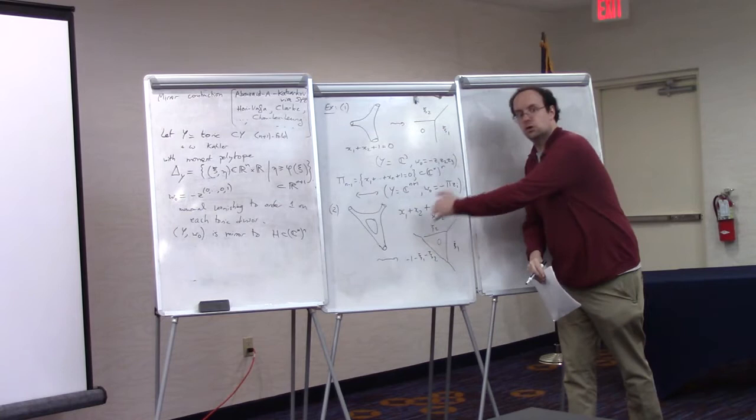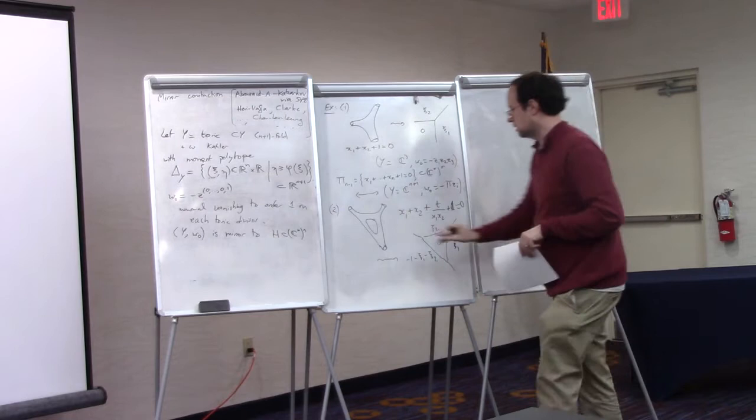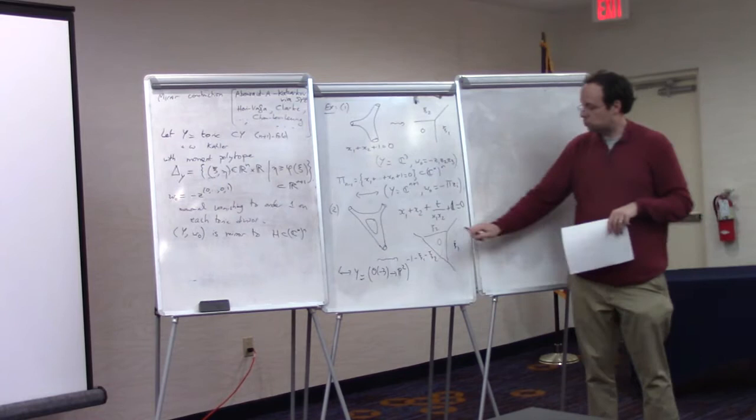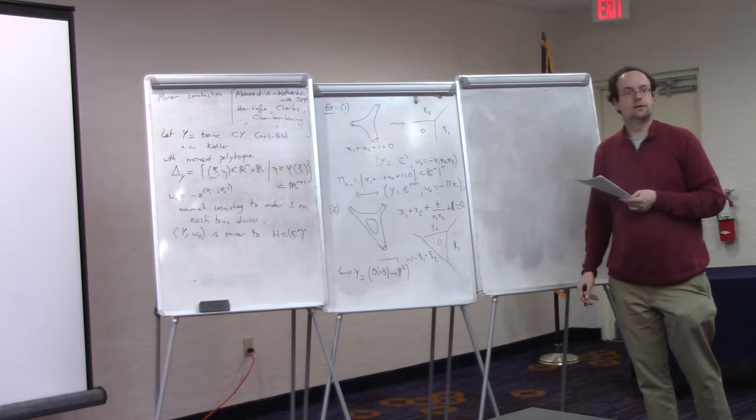And after a shear, you see that this is in fact the total space of O of minus 3 over P2. So this one corresponds to Y equals the total space of O of minus 3 over P2. And W0 is again the monomial which vanishes to order 1 on each of these four divisors. So it's in fact the product of the four natural coordinates you can think of on this space. Okay.